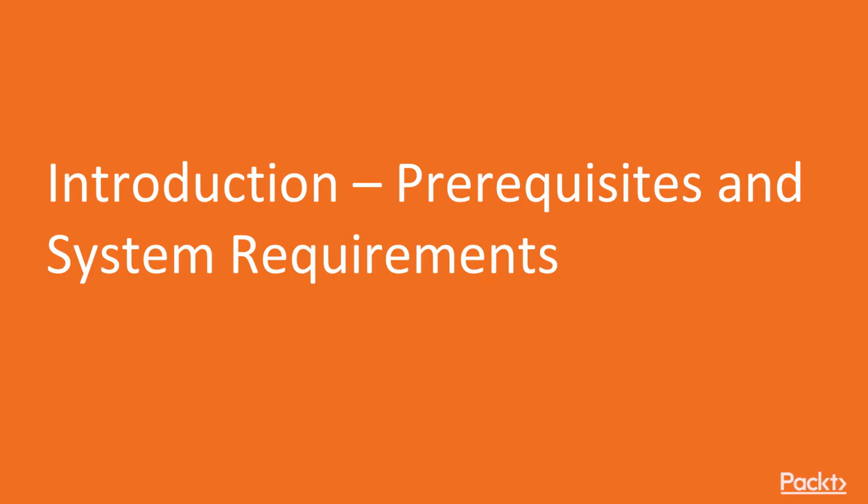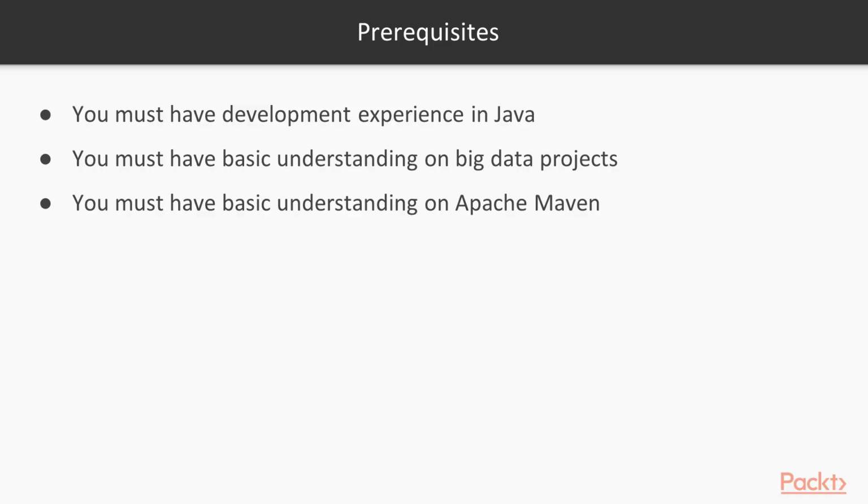So in this video, we'll talk about the prerequisites and the system requirements. The basic prerequisite that is expected to practice Apache Storm is you should have a decent system with close to 4 to 8 GB of RAM, and you must have development experience in Java. That's number 1. And you must have some basic understanding of big data projects.